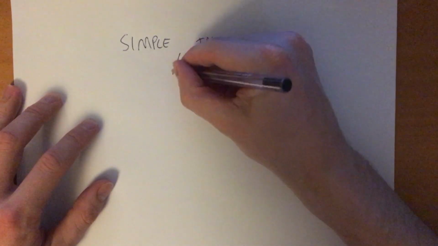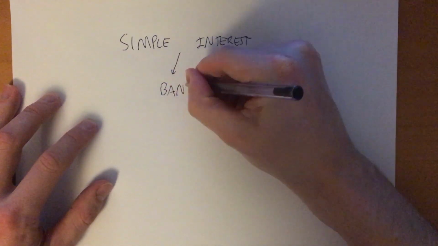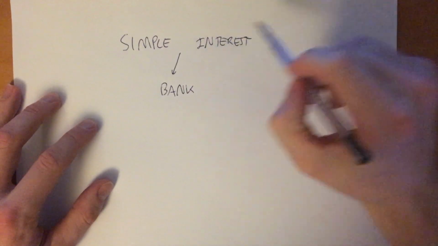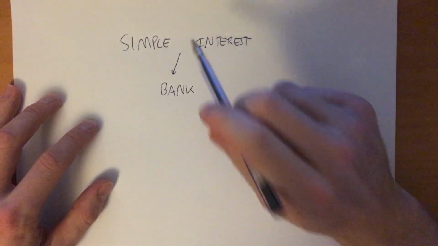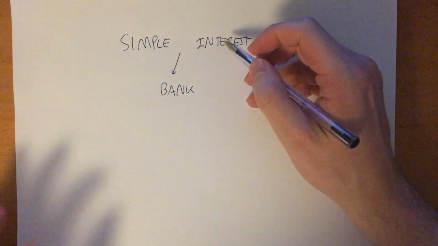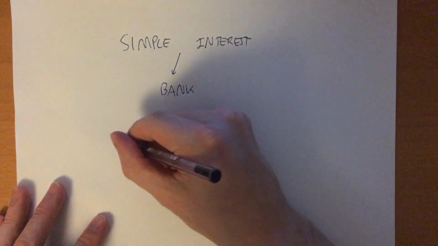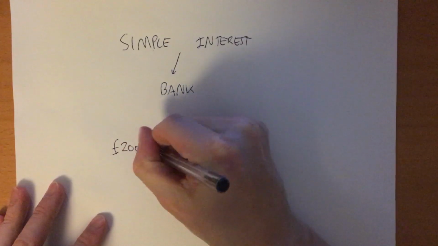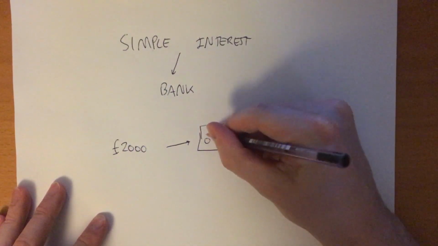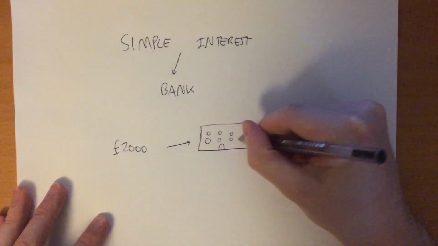Now this is what you get when you put money in banks. They could offer you a simple interest or offer you a compound interest. Again, as I said, we're going to focus today just on simple interest. So the scenario is this. Let's say that you have £2,000 that you want to put into a bank. That's my drawing of a bank.